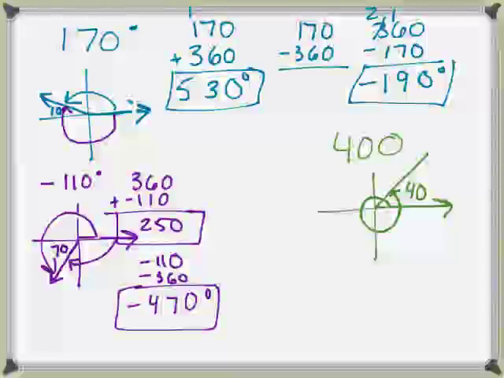Our graph actually shows us our positive coterminal angle. What's a positive coterminal angle with 400? 40. Just a plain 40. A plain 40 would be just going 40 instead of going all the way around once and then going 40.